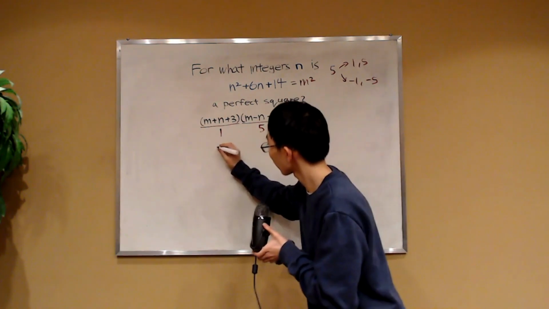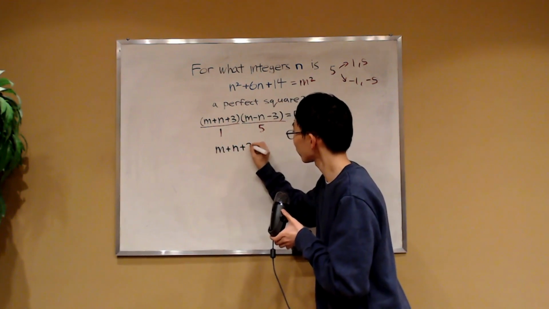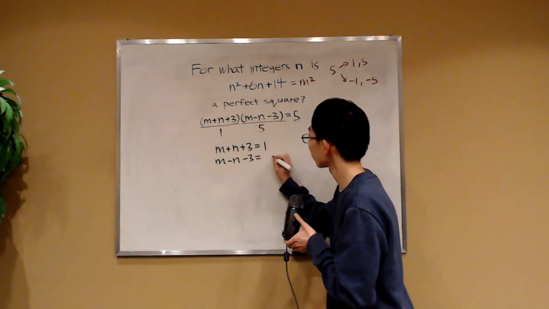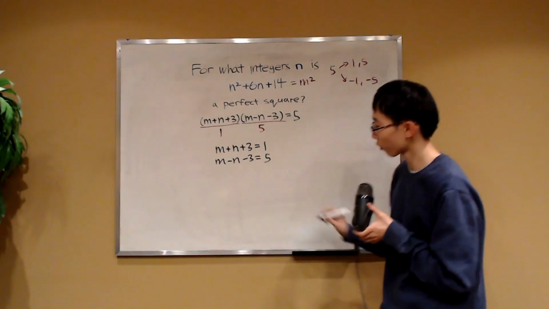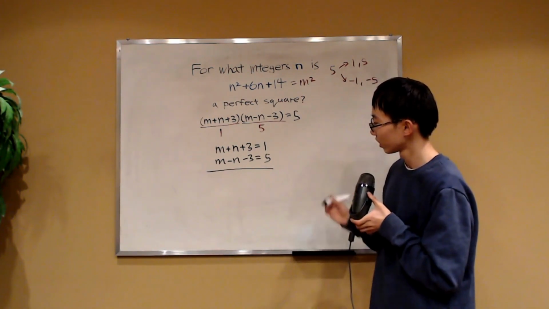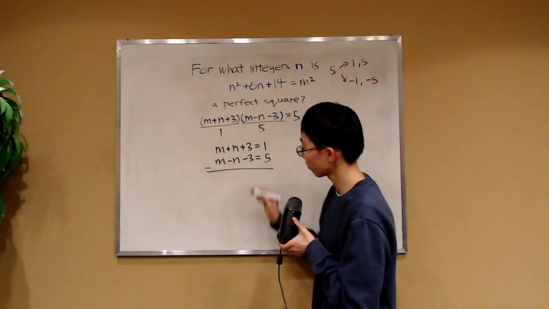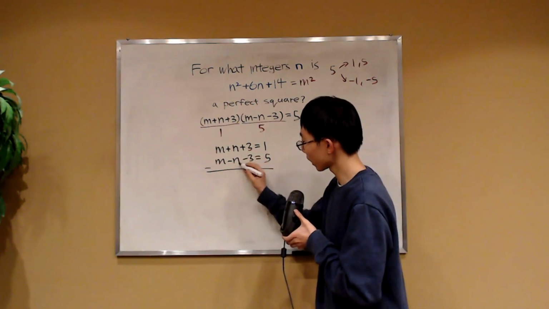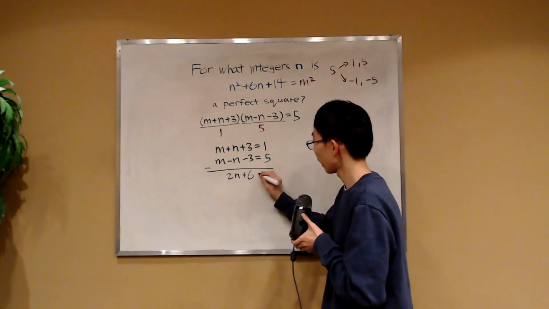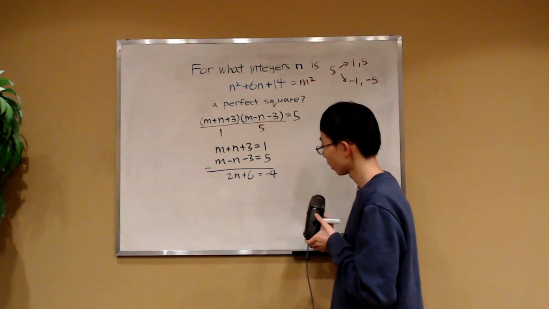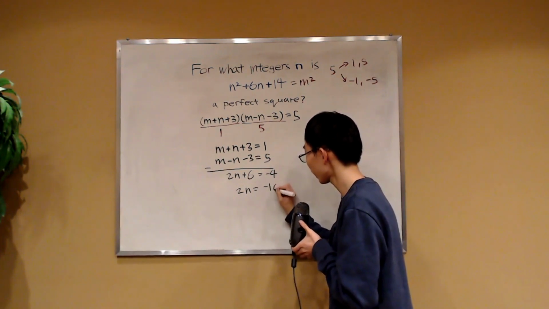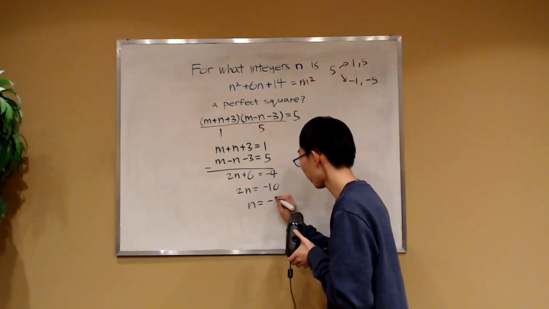This would mean that m plus n plus 3 is equal to 1, and m minus n minus 3 is equal to 5. Now, of course, with systems of equations, this one looks very convenient for elimination. So let's just subtract equations. M minus m, that cancels. N minus negative n, that's 2n. And 3 minus negative 3, that would be 6. And this over here is negative 4. And then we have 2n is equal to negative 10, and n is equal to negative 5.